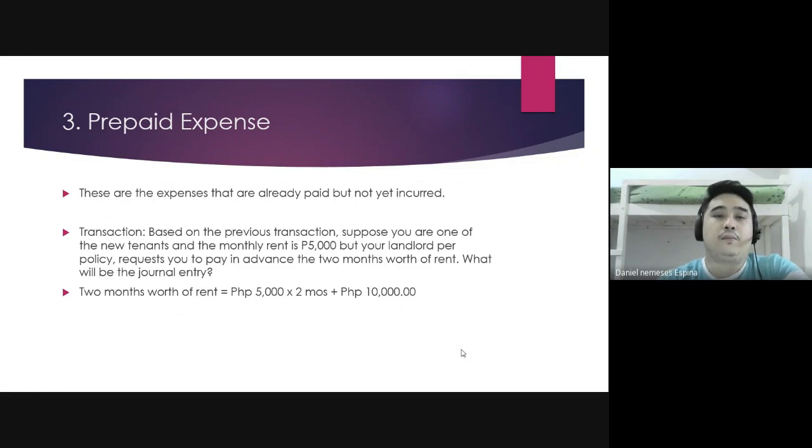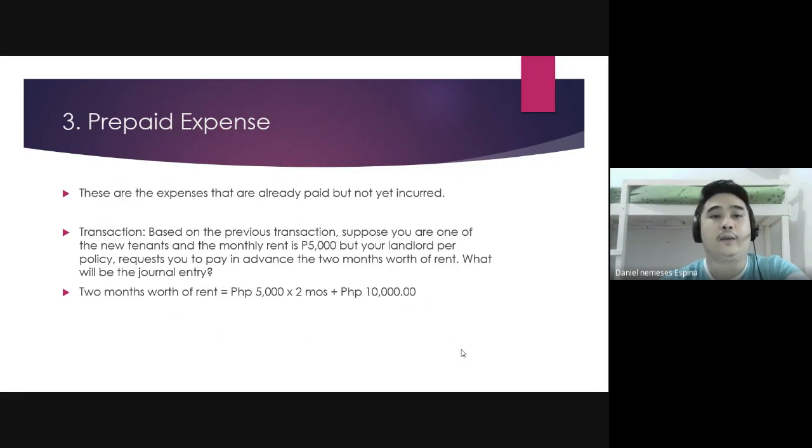So the next adjusting entry is the prepaid expense. These are expenses that are already paid but not yet incurred. So in the case of the load, di ba? Magpalit kag load, every time you buy load, you are not yet consuming the load. Pamani mo na gamit tanan. So it cannot be recognized as expense. That's why it's called prepaid load.